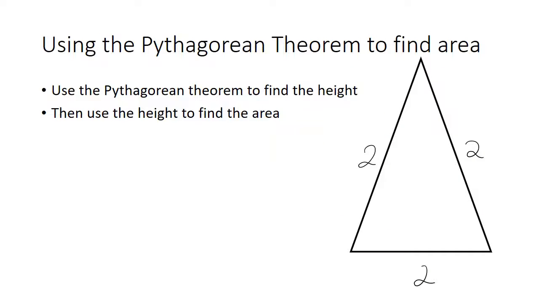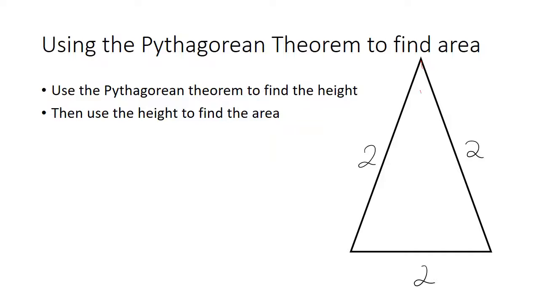You can use the Pythagorean theorem to find area. So this one is not a right triangle. You can tell because there is not a 90-degree angle, and I haven't told you that it's a right triangle, but we can turn it into two right triangles. And when we do that, then we can use the Pythagorean theorem to find our missing side here.